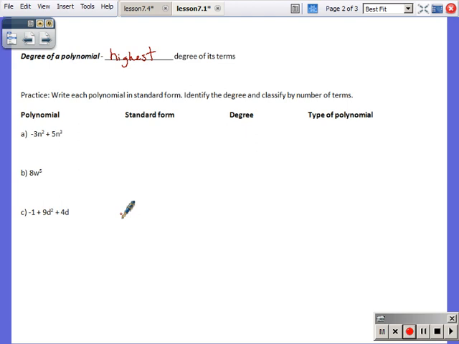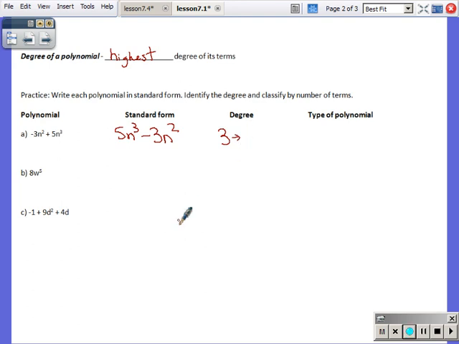So if we take a look at our practice, we will write it in standard form and then identify the degree and the number of terms. If I look at -3n squared plus 5n to the third, it is a polynomial. My exponents are whole numbers. However, exponent of 2, exponent of 3, that is not in standard form. Watch the sign in front. 5n to the third comes first, then minus 3n squared. Exponent of 3, exponent of 2. There is standard form. The highest exponent, which we just put first, is 3.